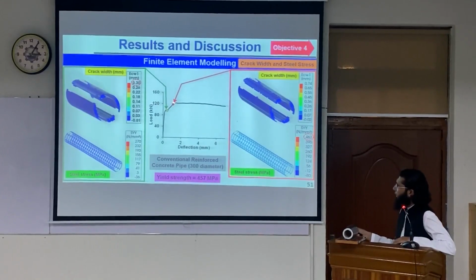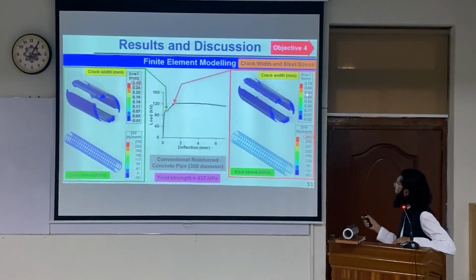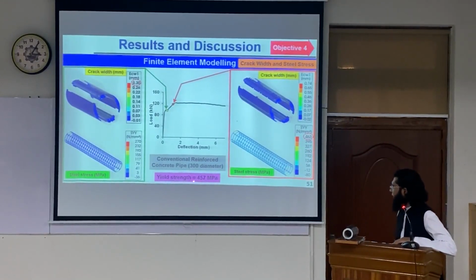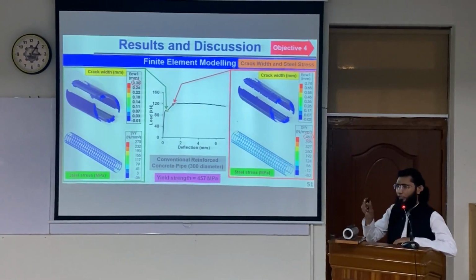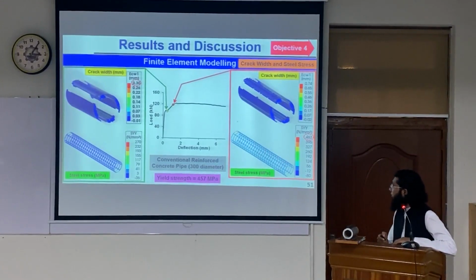However, further down the line, at this stage the crack width has moved to 0.7 millimeter, and the steel stress is now 463 megapascal, higher than the yield strength. You can see these red dots showing the points where the steel has locally yielded.